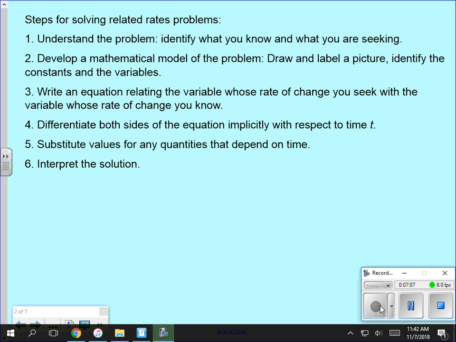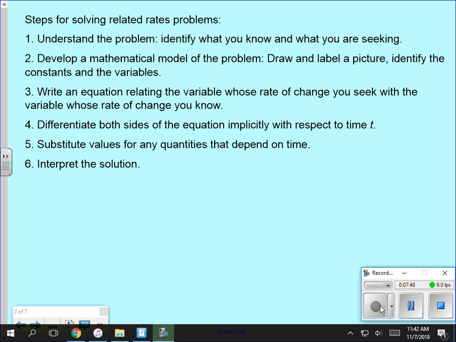Write an equation relating the variable whose rate of change you seek with the variable whose rate of change you know. Often the equations will be given to you, sometimes they won't. And sometimes you have to change them. For example, volume of a cone. It is very difficult to do the dR/dt and the dH/dt both. You will generally be dealing with only one or the other, which means you'll have to figure out the ratio and replace R with something in terms of H or H with something in terms of R to get it down to 2 variables. V equals something in terms of either the radius or the height. And we'll work on how to do that.